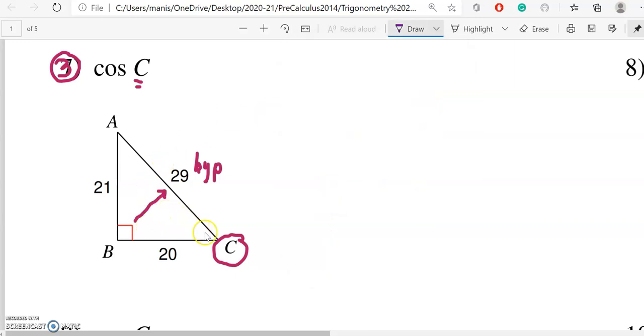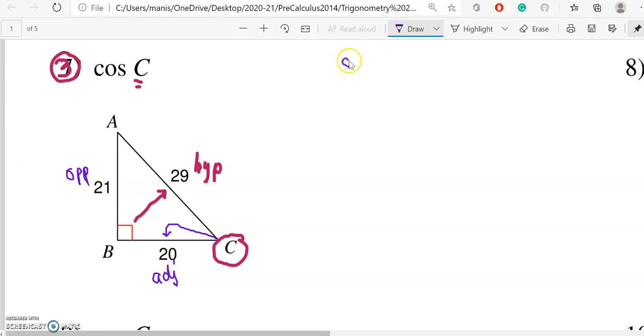Now, the second step is, since this is angle C, because they are asking us to work with angle C, I will ask you this question. Is this side opposite to angle C? No, because this is not a straight arrow, so this is called the adjacent side. So which one is opposite? This one is opposite.